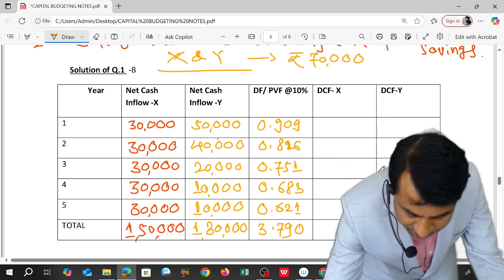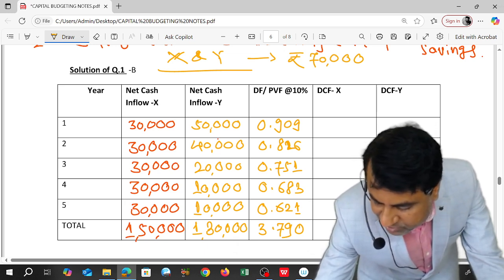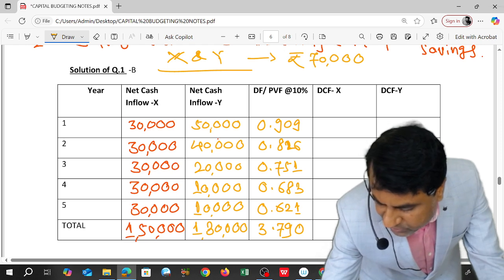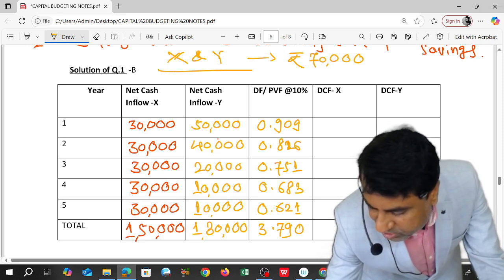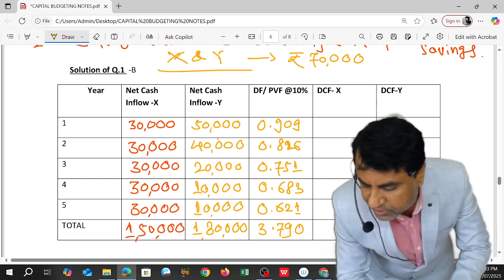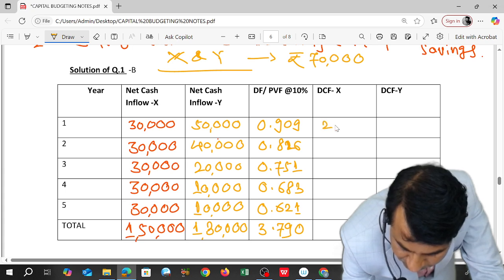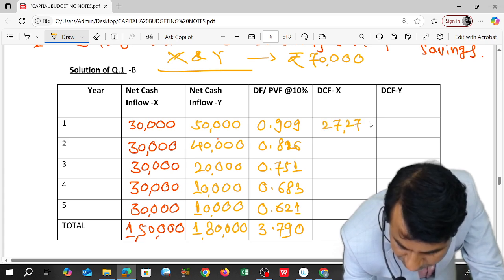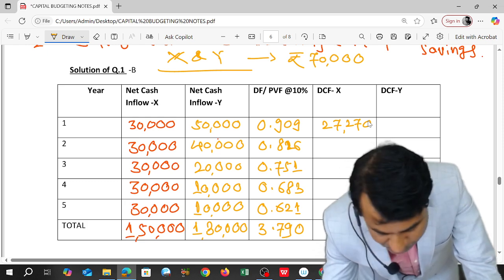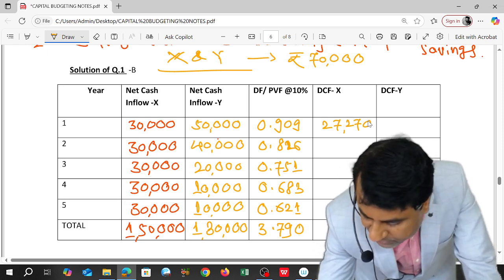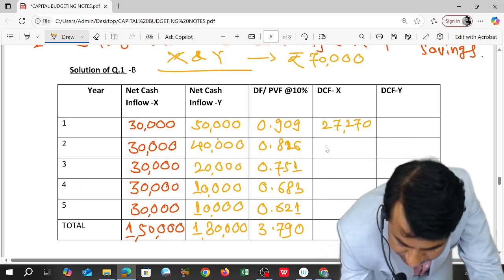So first, 30,000 into 0.909. Let's do all the calculations so that you can understand this one, and obviously you can use the calculator here. So 30,000 into 0.909, the first calculation, is coming 27,270, the first one. Second, I just need to change the multiplier factor only, because 30,000 is the same cash inflow. Second is 0.826, and it is 24,780.